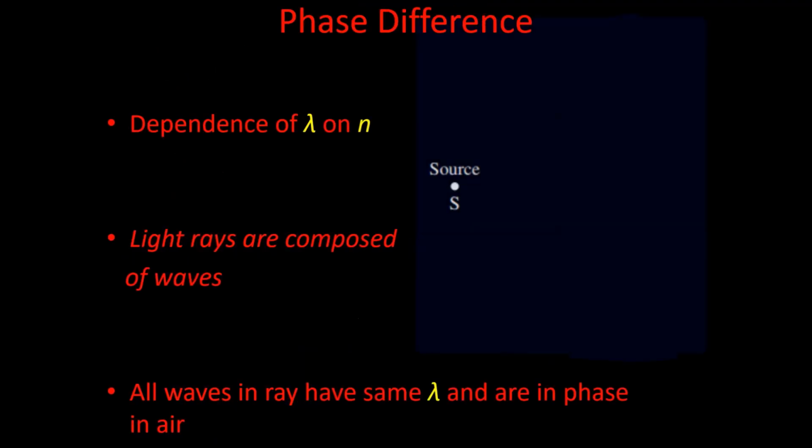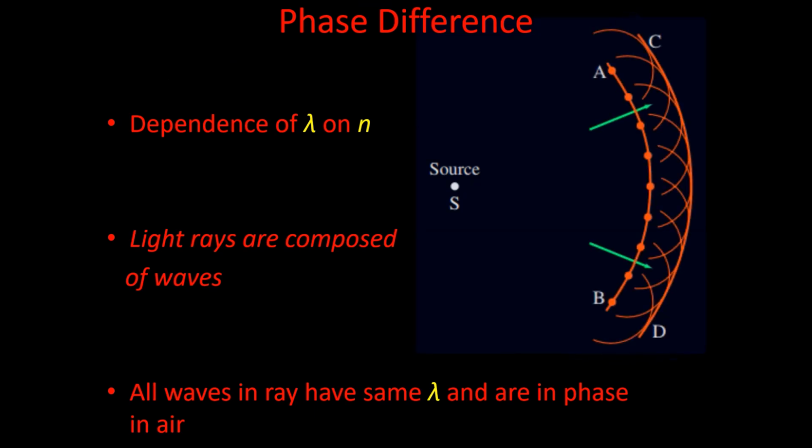So, as we've just discussed, there will be a dependence of wavelength on the refractive index n. Light, of course, is composed of waves, and all those waves in the ray have the same wavelength and are in phase in air. We've discussed phase in terms of waves before, but if we are looking at a refractive index of 1, being that of a vacuum, or 1.00001 as it is for air, then all the waves in that particular medium will all have the same value of lambda, all have the same wavelength.